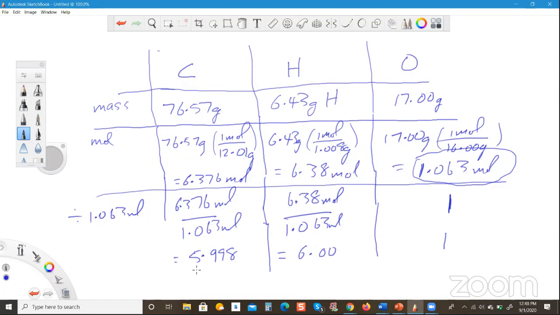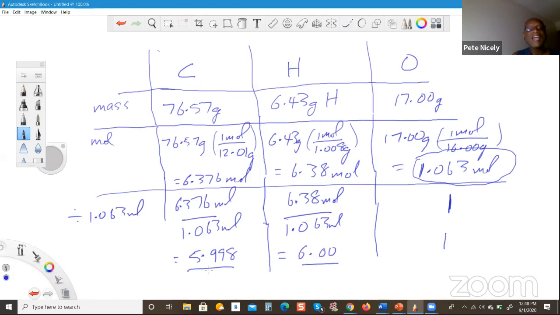So again, as I said before in the previous example, when you get to this stage, these numbers actually should be integers, whole numbers. As you can see, this is very close to 6, so we can just simply round this off to 6. So this would be approximately equal to 6. This would be rounded off to 6 as well.